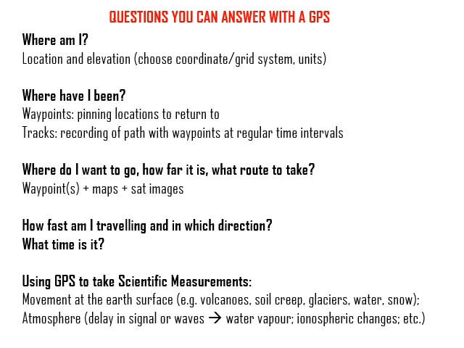A third question that you can answer is, where do I want to go, how far is it, and what route should I take? You can use the maps and the satellite images and put waypoints in locations where you haven't been yet, and you can still use the GPS to navigate towards that particular waypoint. In addition, you can always figure out how fast you're traveling and in which direction, and often also what time it is, because time is an important recorded variable within the GPS system.